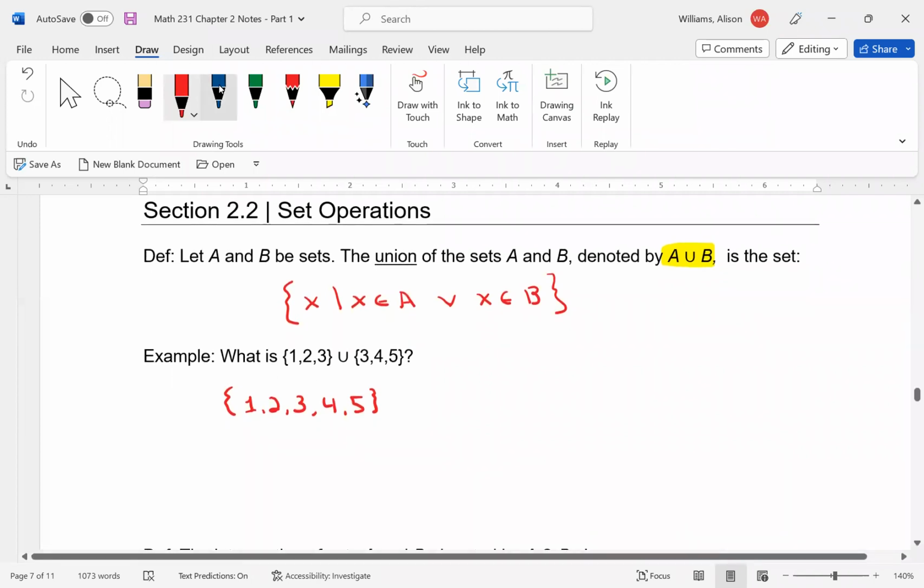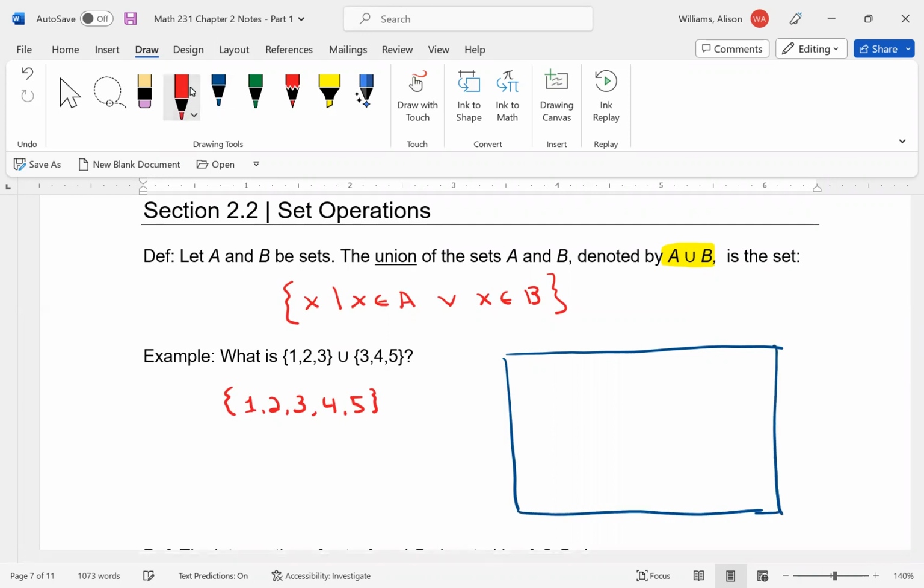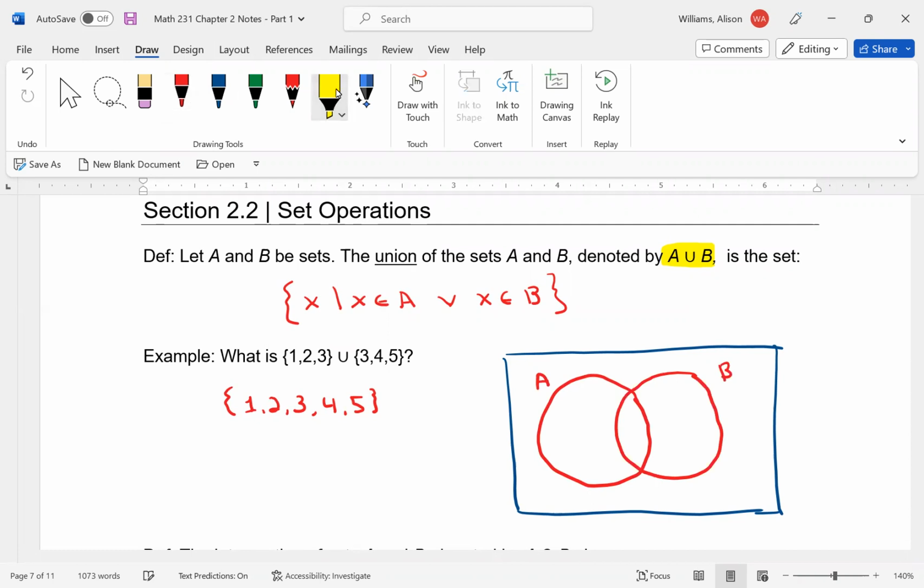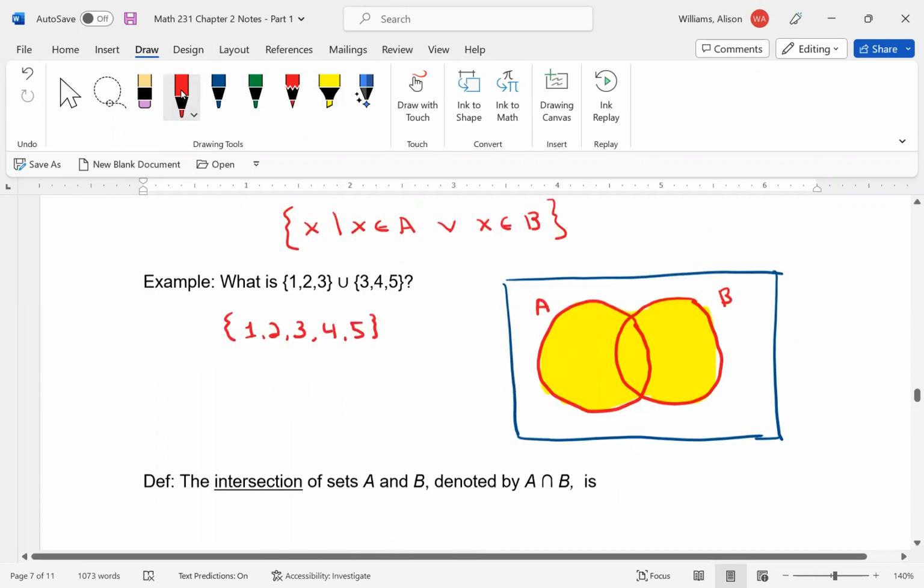And here, I do want to demonstrate the Venn diagram for these. So visually, what we're looking at is, if this is the set A, and this is the set B, the union is everything inside A and everything inside B. And then outside of that, that's the universe and whatever's left over. All right, not bad.